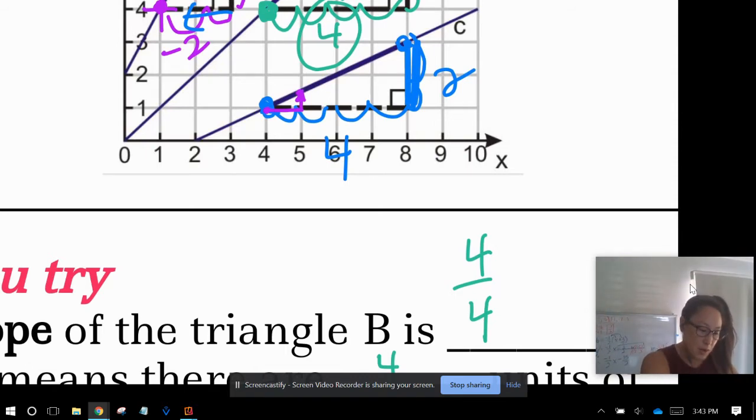Okay, so 1 unit of x, and then we move half a unit of y. We could continue on our merry path drawing smaller slope triangles like that.